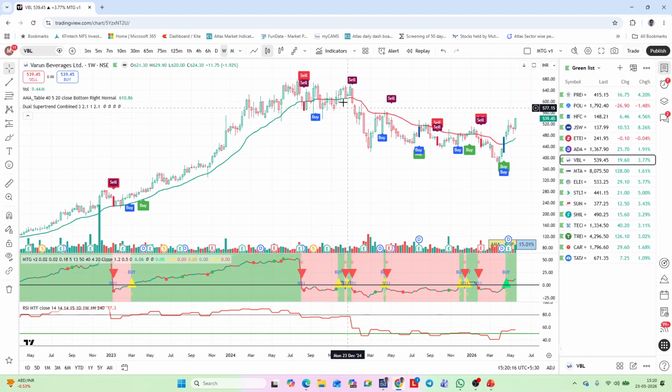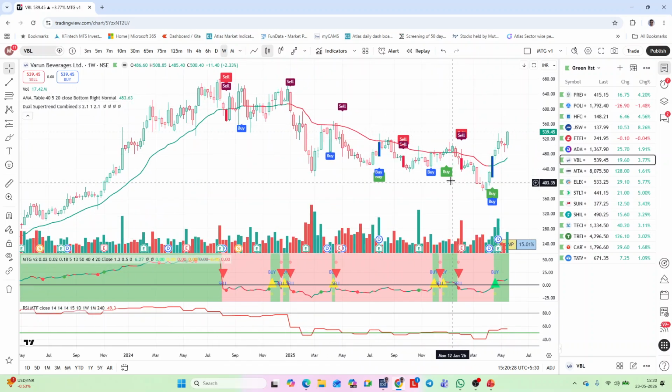When this is happening, even though any buy signals are coming, whatever happens, I will not enter. I will stay away from that particular stock. Now if you see, the stock went below RSI 50 here, and now it crossed above 50 here.